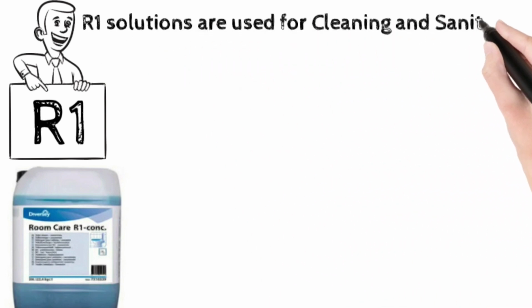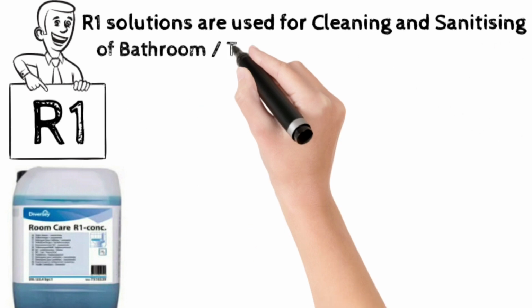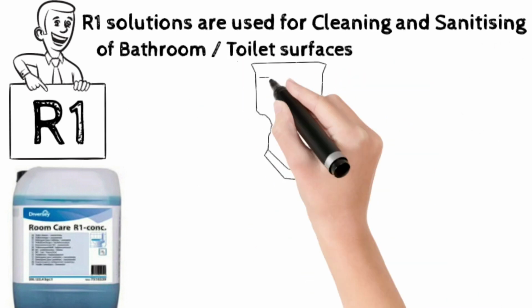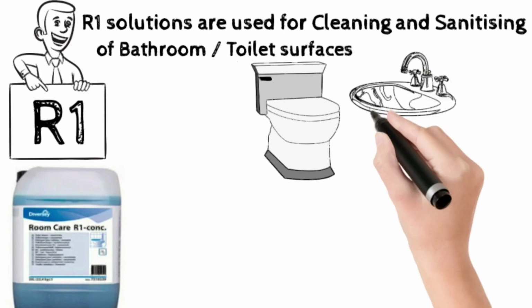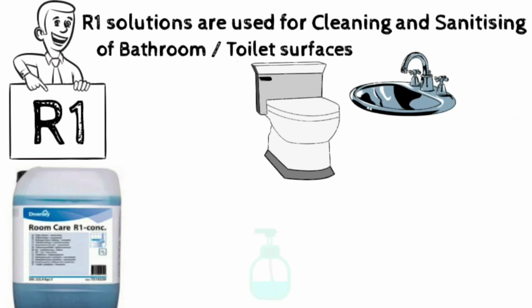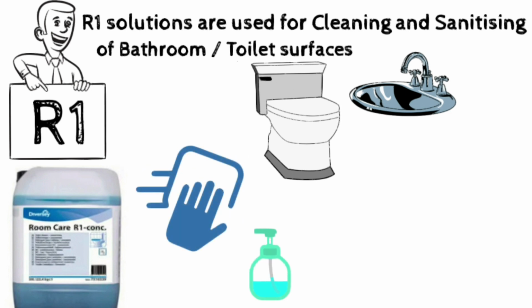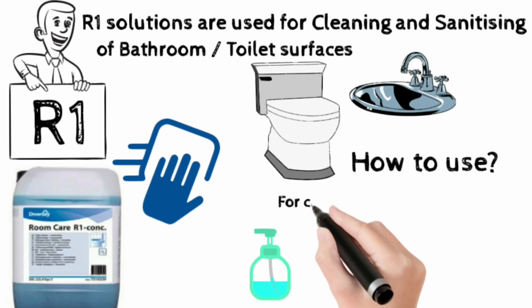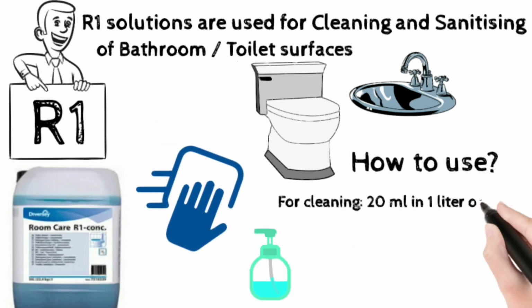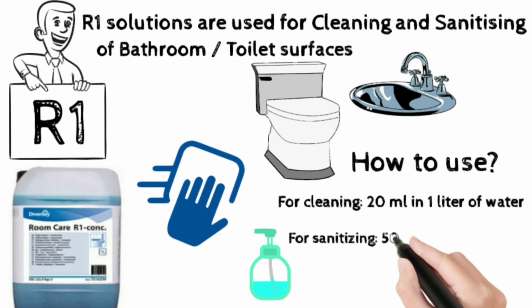How to use this R1? The container shown has concentrated liquid. To dilute and use, we have to follow the measurements below. For cleaning, 20 ml in 1 liter of water. For sanitizing, 50 ml in 1 liter of water. Spray R1 directly on the dirty surface and leave it for 2 seconds, then start to scrub or wipe to clean up the area. This way the place will be cleaned.